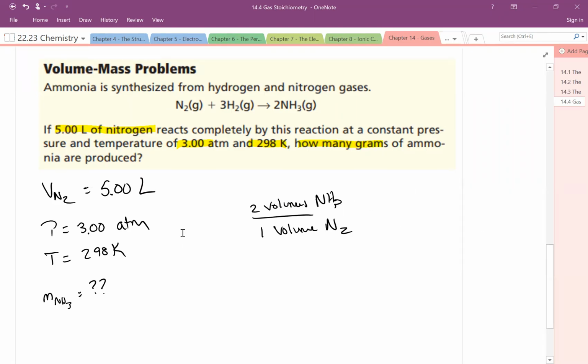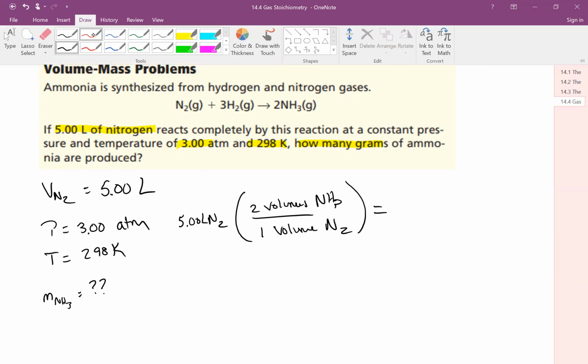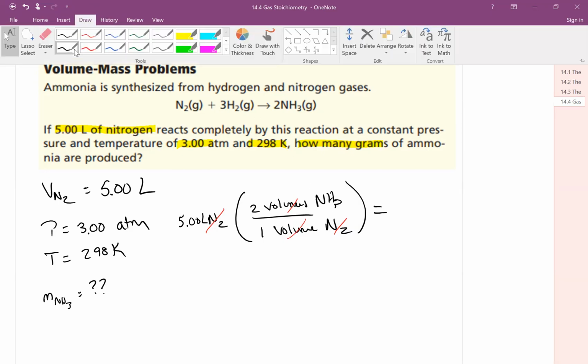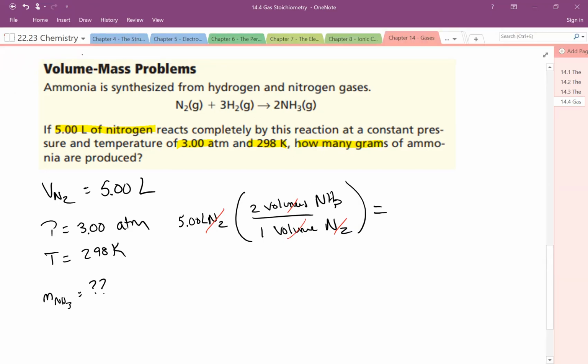So if I start with 5.00 liters of N2, not NH3, N2, and I multiply it by my conversion factor here, I can cancel liters of N2 out. My N2 cancels and my volumes unit cancels, and I'm left with liters of NH3. Good stuff, which is what I want. And of course, 5 times 2 is going to give me 10.0 liters of NH3 gas produced. So that's all good stuff.